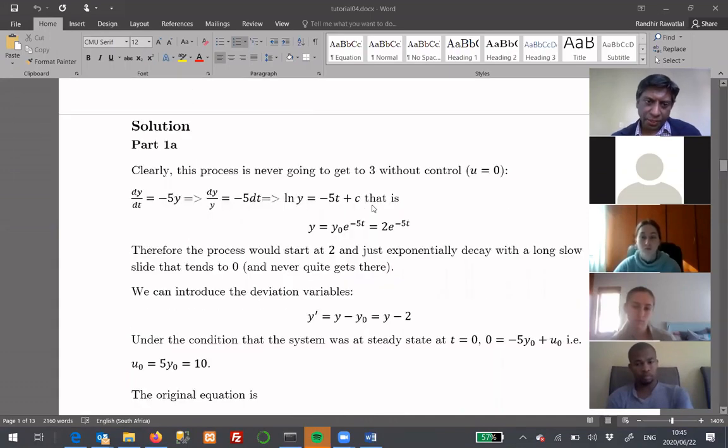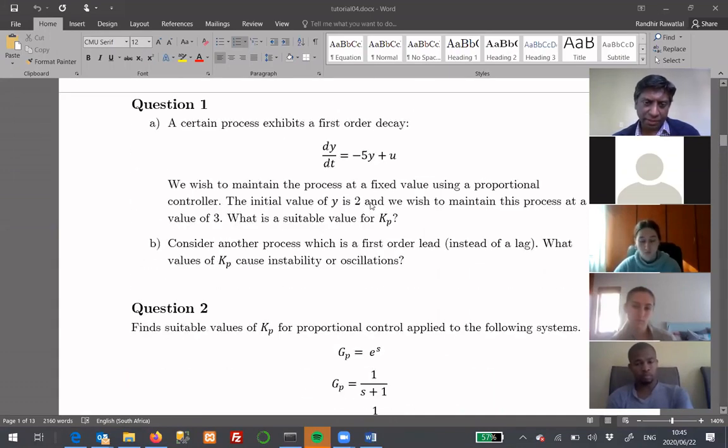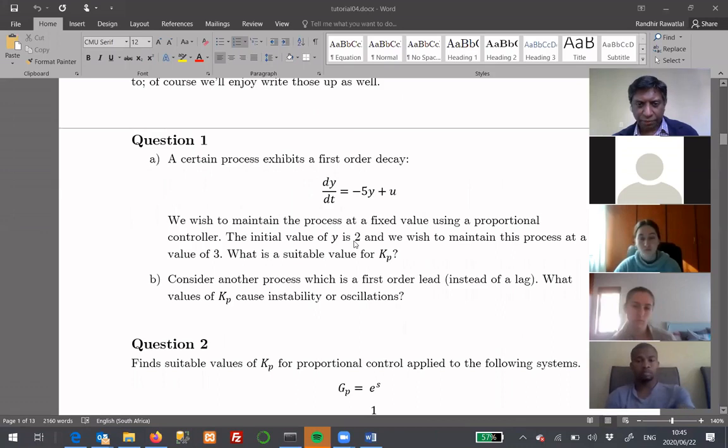And in the question, we say here that, yes, the initial value is 2, but we want to maintain this process at a value of 3. So we don't want y to die down to 0. We want y to stay up at a 3. And we are doing that by applying some control action.